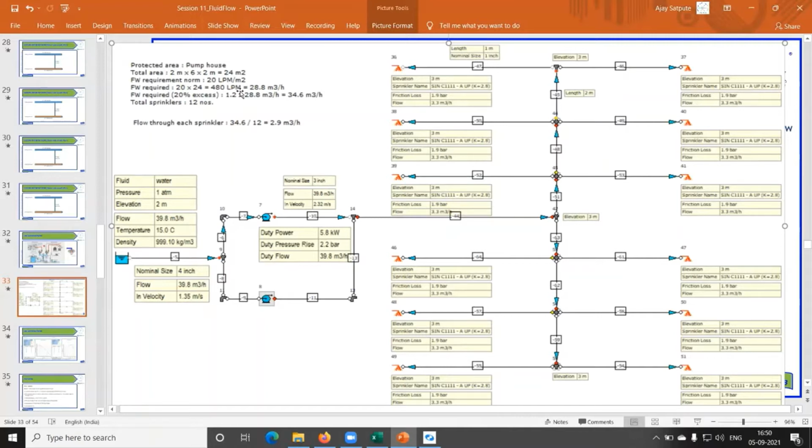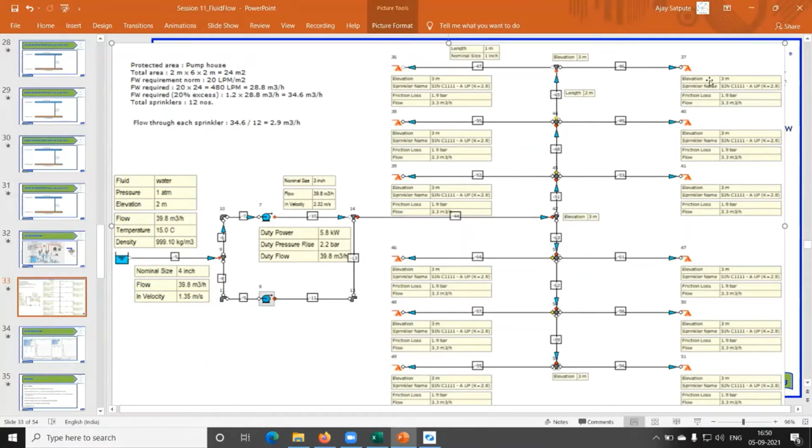Then if you multiply this 20 LPM per meter square by 24, the meter square will get cancelled, and you'll get 480 LPM water requirement, right, which is 28.8 meter cube per hour. Again, as per NFPA 13 guideline, you have to take 20% excess. So 1.2 times 28.8 is 35 meter cube per hour. Meaning, when there is fire in this pump house, you have to supply 35 meter cube per hour of water, right?